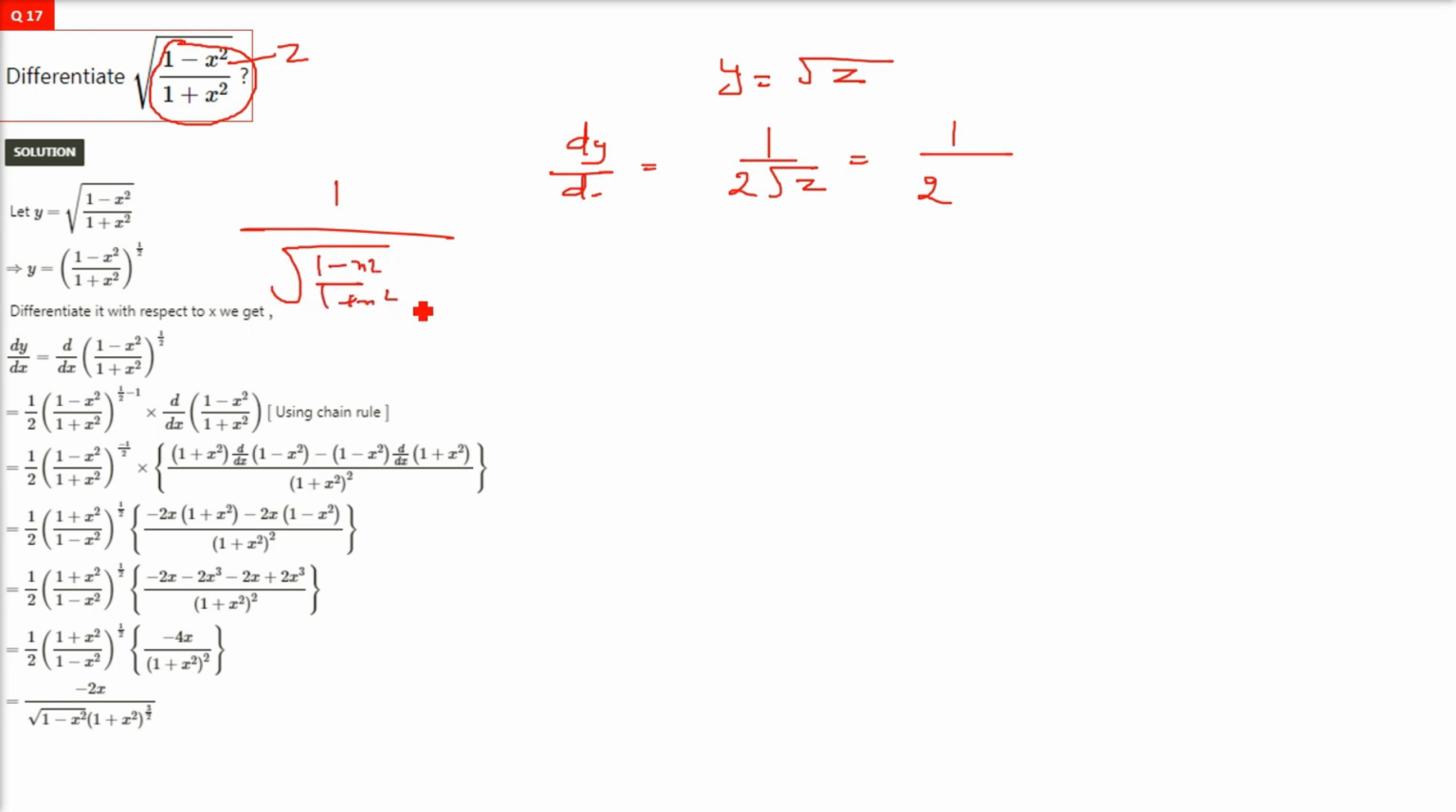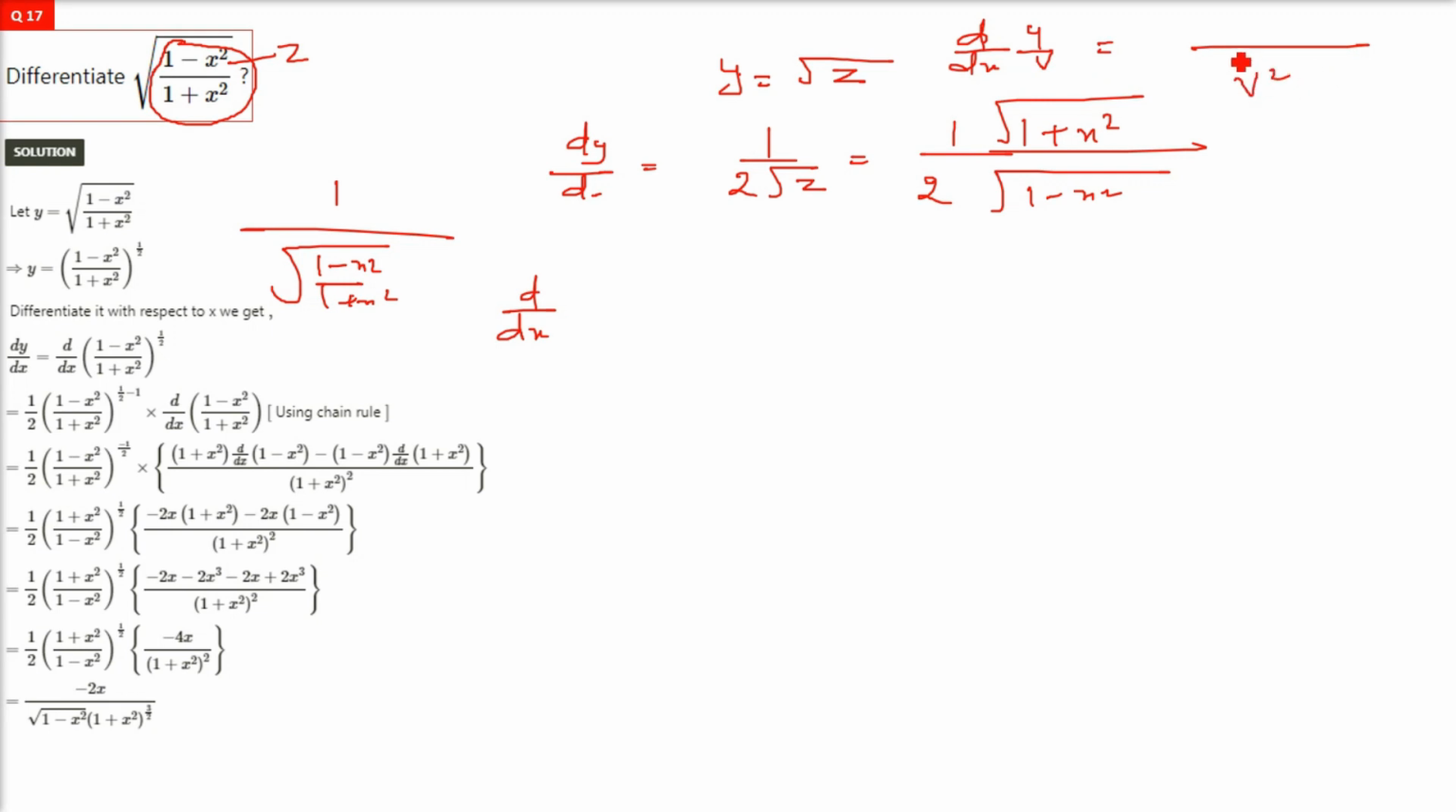This goes up: under root 1 plus x square goes up, and under root 1 minus x square goes in the denominator. So this is under root 1 minus x square in the denominator, and the same thing under root will be in the numerator. But we still have to do the differentiation of 1 minus x square by 1 plus x square. So d by dx of this u by v form is v square in the denominator, v d by dx of u minus u d by dx of v. You can just see that u has to be in the numerator and v in the denominator. Then we follow this kind of quotient rule.